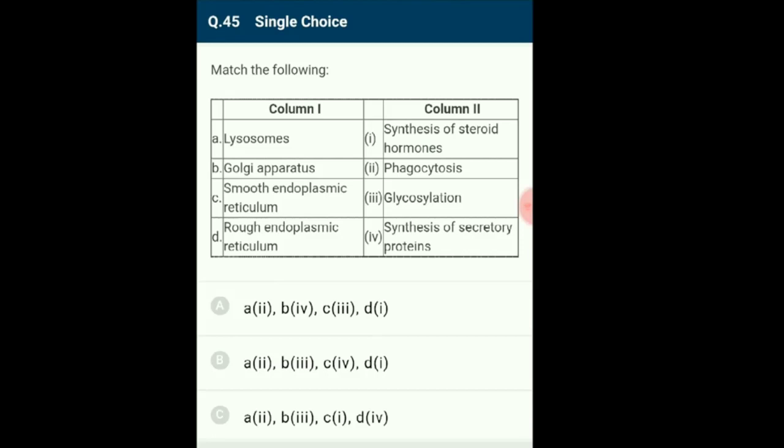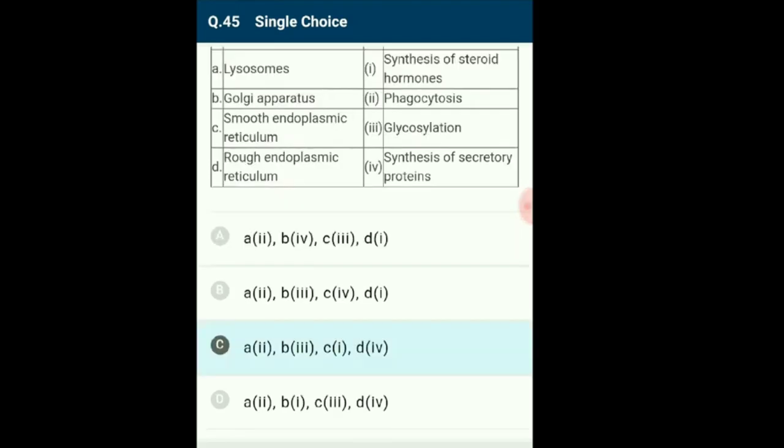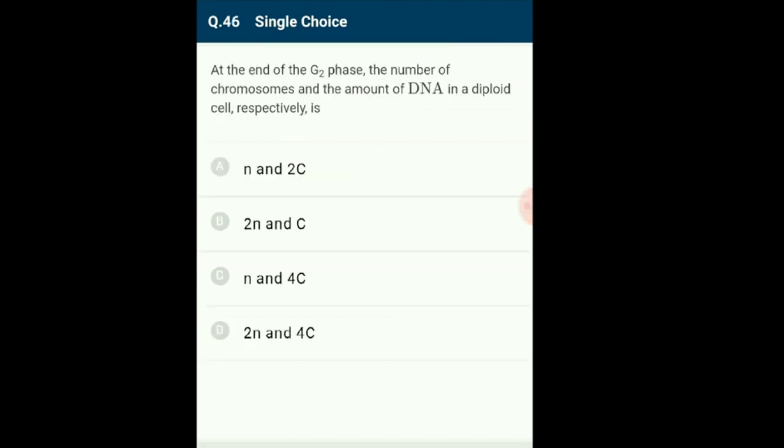Rough endoplasmic reticulum: synthesis of secretory protein. A secretory protein is any protein, whether it be endocrine or exocrine, which is secreted by a cell. Secretory proteins include many hormones, enzymes, toxins and antimicrobial peptides. So the answer for this question is option D.